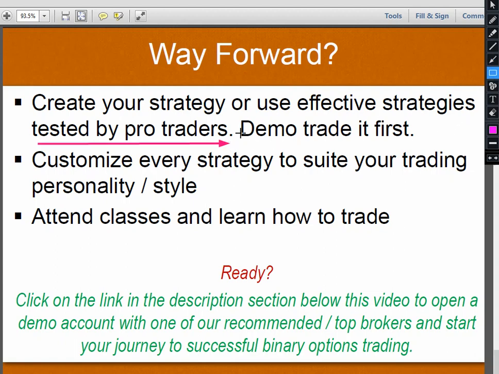Whichever way, always demo trade. Demo trade every strategy, demo trade every indicator, demo trade every expert advisor, demo trade every robot, everything. Demo trade before you go live. Your money is important to you. Don't lose it carelessly.